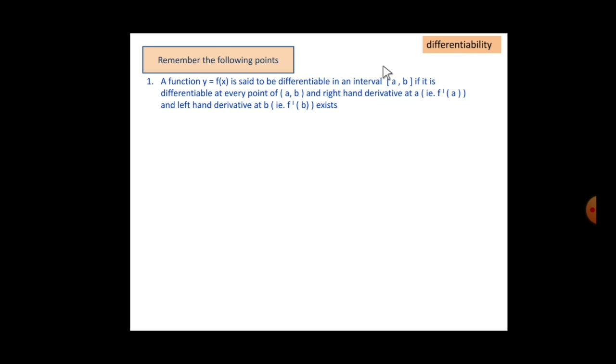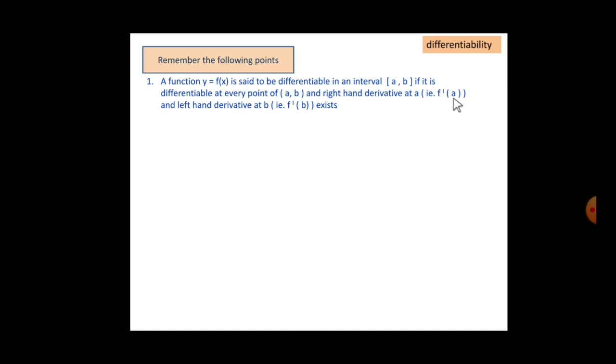The right hand derivative at point a should exist, and the left hand derivative at point b should exist, because before the b point we have to consider up to the b point. So therefore, the right hand derivative at a, that is f dash of a plus, and the left hand derivative at b, that is f dash of b minus.